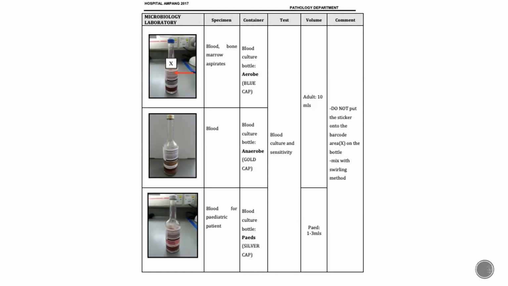And this is actually common sense. You have to identify and confirm that this is the right patient. And this bottle has anticoagulant, so we have to mix with the swirling method.